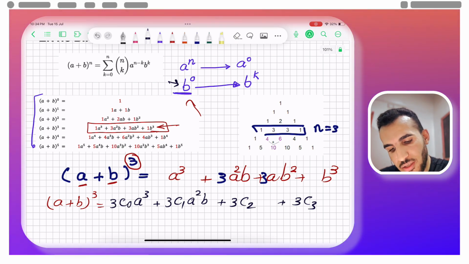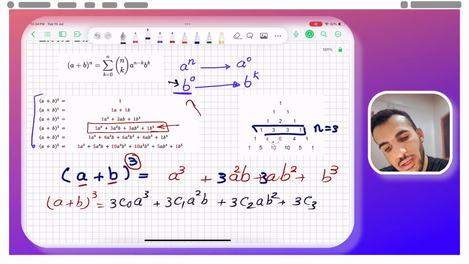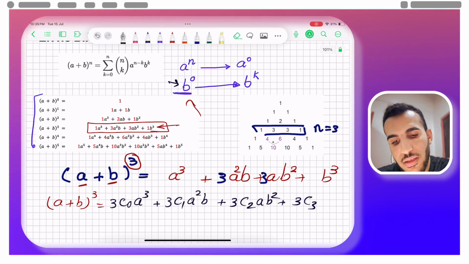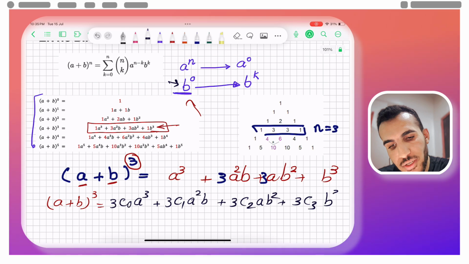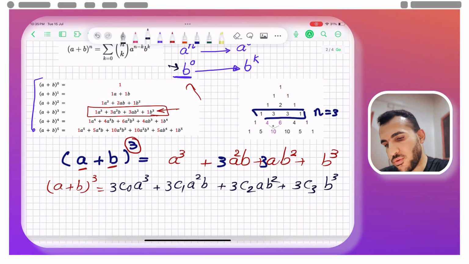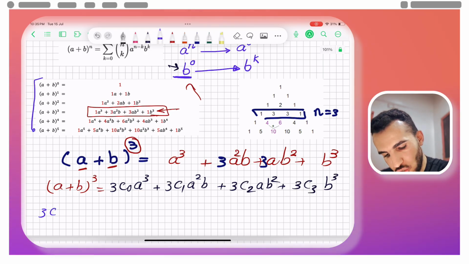And each time b increases, so here it will be b power 1, and here b power 2, and here a equals n minus k. n equals 3, k equals 3, so a will be raised to power 0. So I'm going to write only b raised to 3. Let's solve what the meaning of 3 choose 0.